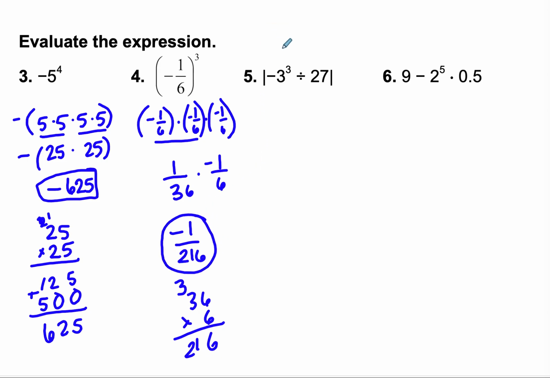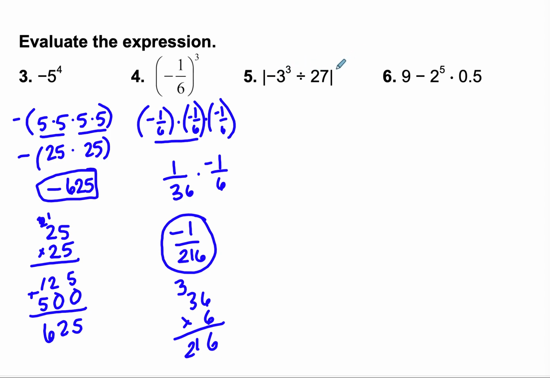Okay, let's take a look at this next one. These are absolute value bars. It's been a long time since we've seen those. Absolute value means the distance from 0, so we're going to calculate our answer, and we are going to make our final answer positive. Okay, negative 3 to the 3rd power divided by 27.